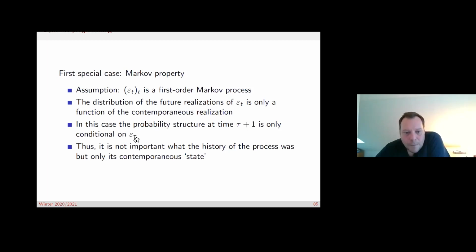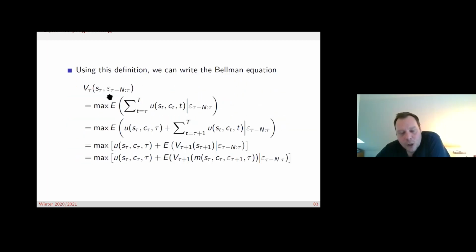Okay, so basically the probability structure, or the probability, is then only a function of the contemporaneous realization. So basically what we then have here is we do not need to consider the whole sequence of this history, but we only need to consider the realization epsilon tau.